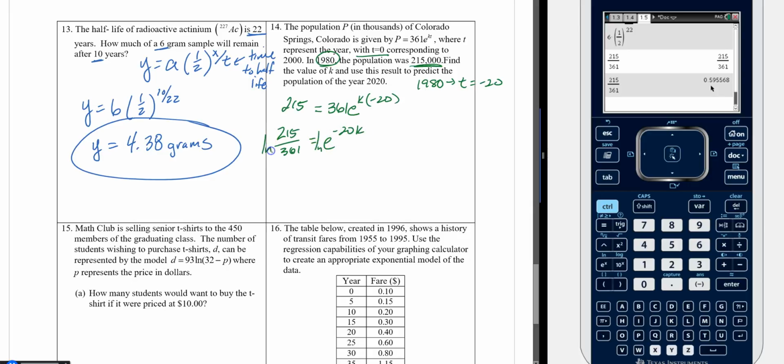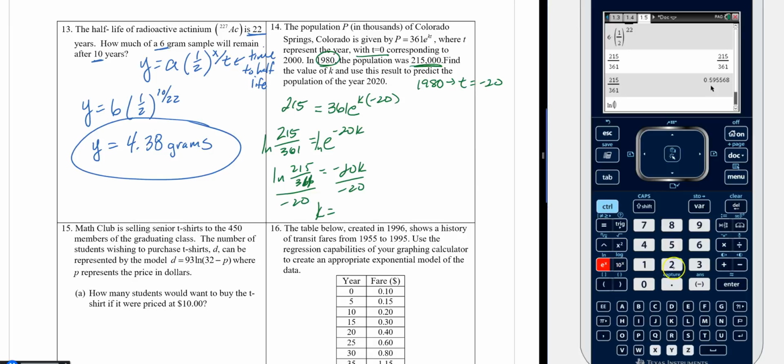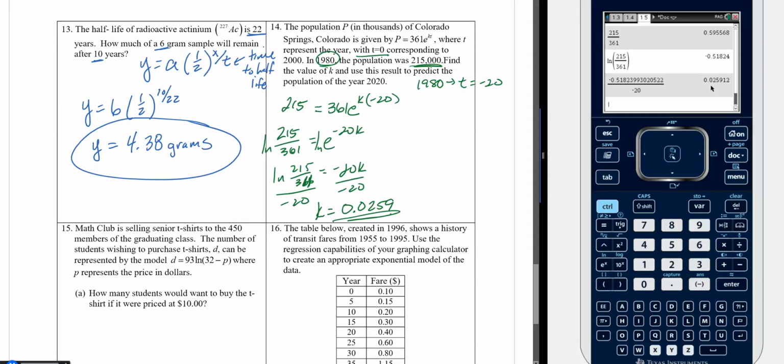Take the natural log of both sides. So the natural log of 215 over 361 is equal to -20k, divided by -20. So k is going to be the natural log of 215 over 361 divided by -20. So k will be 0.0259. We're going to use this value, plug it back into our formula.